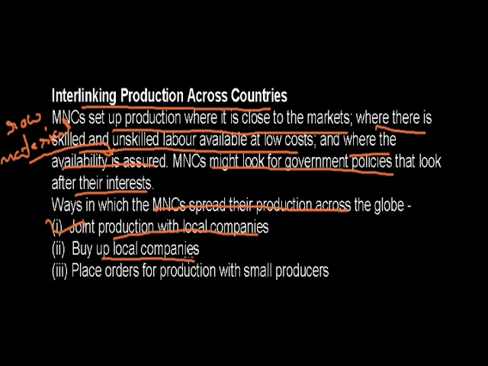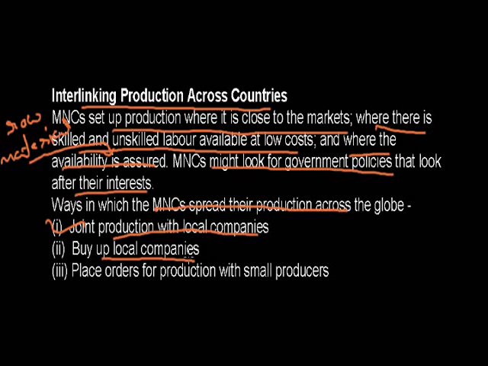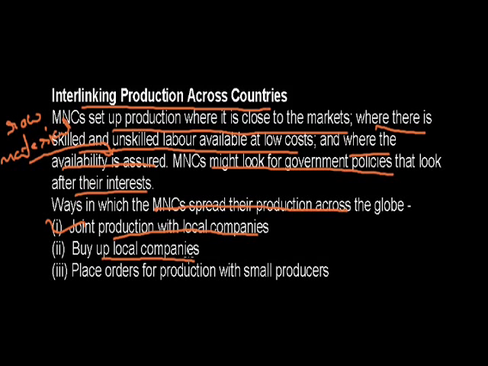As Thumbs Up was having a good percentage of market in India, Thumbs Up was taken over by Coke from Parley, and the complete industry as well as the market was taken up by Coke. So the second way of spreading their production by the MNCs is to buy up local companies. The third one is to place orders for production with small producers.